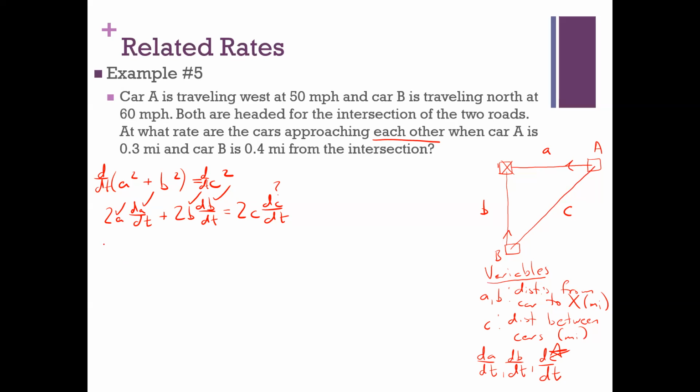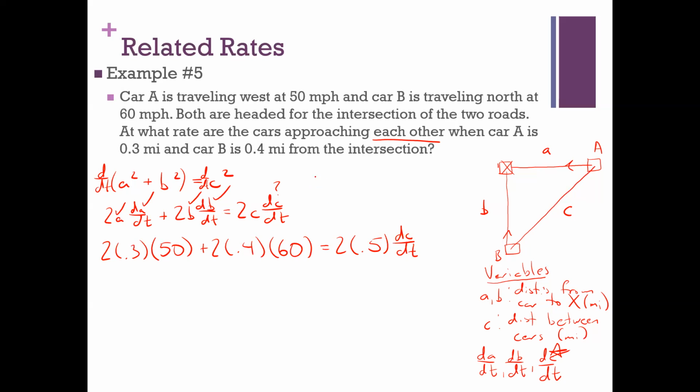So A is 0.3 miles, right? dA/dt is what? 50. B is 0.4. dV/dt is going to be 60 miles per hour. Equals 2 times, what is C? How did you do that?